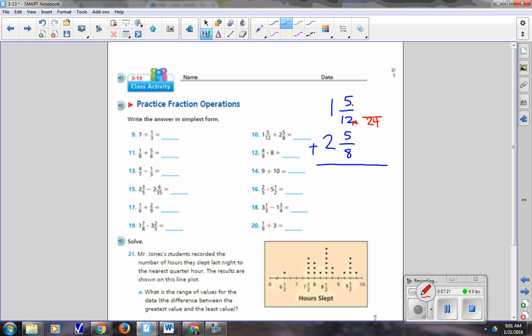So times 2, times 2, times 3, times 3. So now I can add. So I have 25 24ths, and I add my whole number, 3. Am I done?